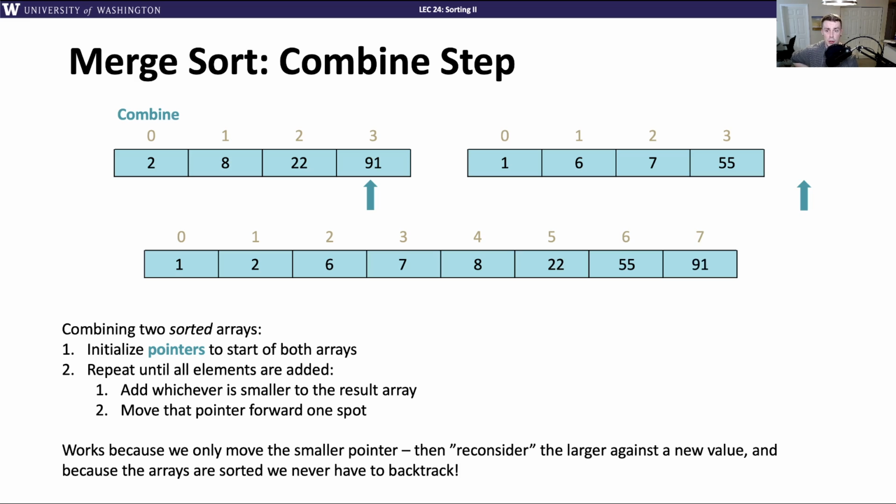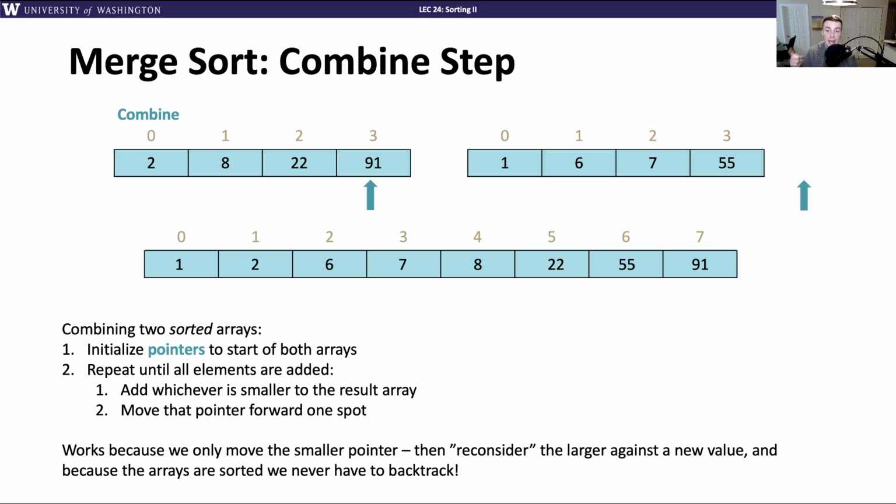This totally works if your arrays are slightly different sizes. Once you run out of stuff in the second array, then you just grab the rest of the stuff from the first array. So for each iteration of this merging algorithm, just grab the smallest and then update your state. Now this works because we only move the smaller pointer.